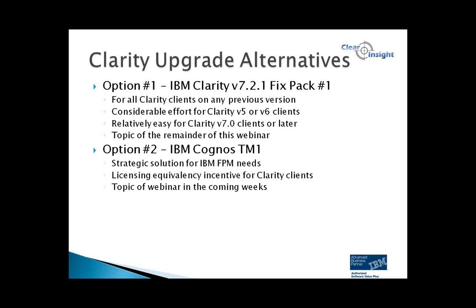Your second option is, if you are on a previous version, before you just go ahead and say, let's just get to Clarity 7 because that's my only option, you do have options. It depends upon your environment which way makes most sense for you. IBM has created a licensing equivalency for Clarity clients so that there is considerable license savings for you to transition from Clarity to Cognos TM1. It, of course, as we mentioned, is a strategic solution from IBM for your FPM needs. So that is a very viable option for Clarity clients.